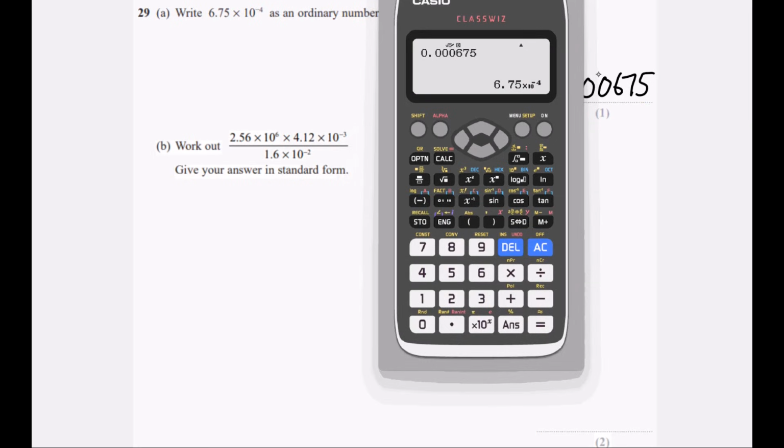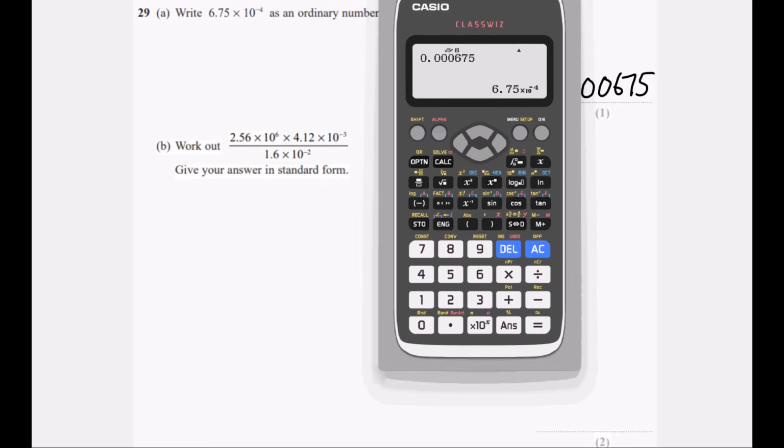It's always the case in these questions. You can either type the question in and the calculator will give you the answer, or you type the answer in and the calculator goes back to the question. So one way round or the other, it always works.